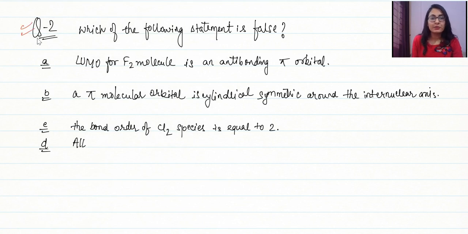Okay, so question number 2: which of the following statements is false? It is asking about a false statement. The LUMO for the F2 molecule is an antibonding pi orbital. Okay, we will check that. A pi molecular orbital is cylindrically symmetrical around its internuclear axis.